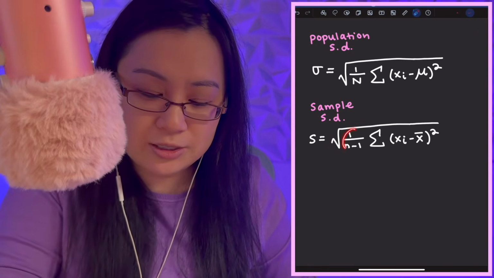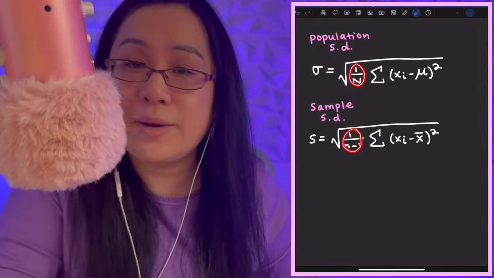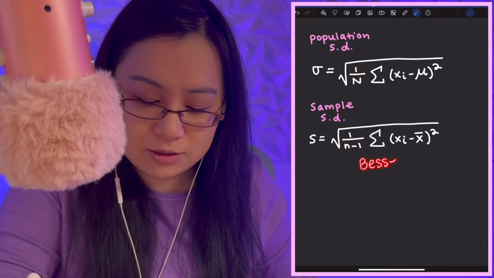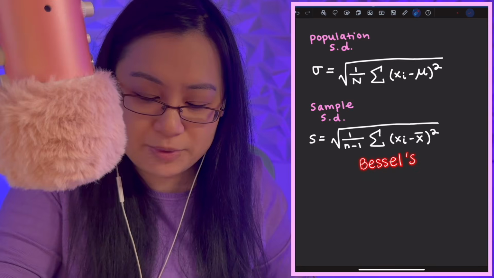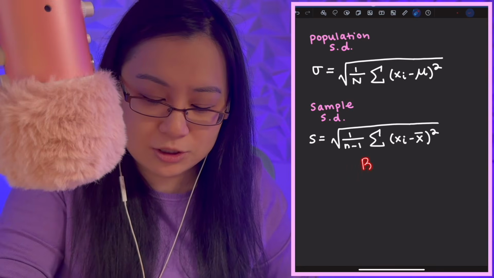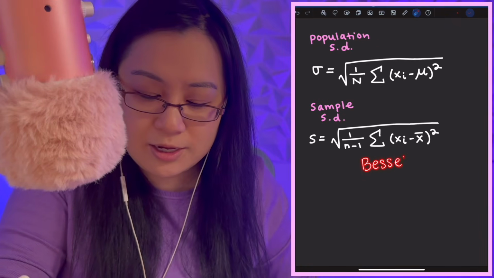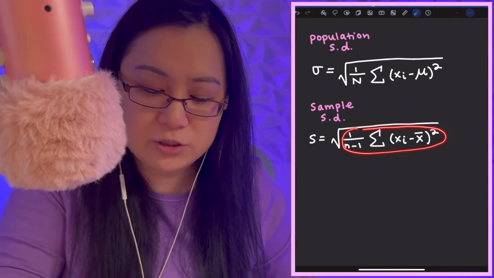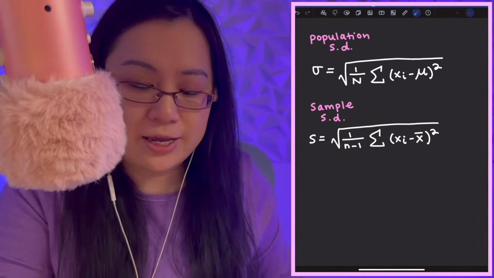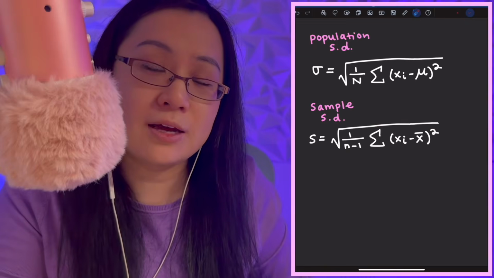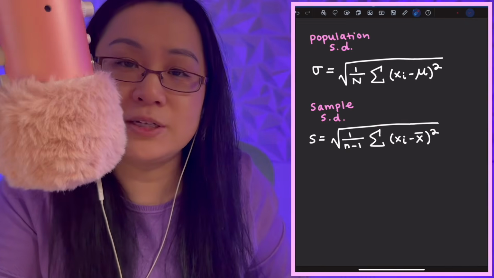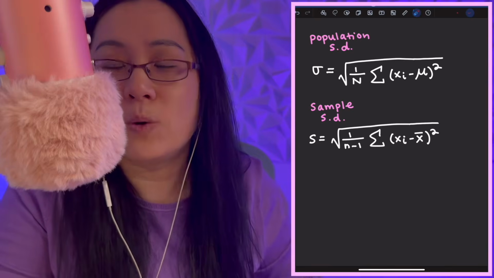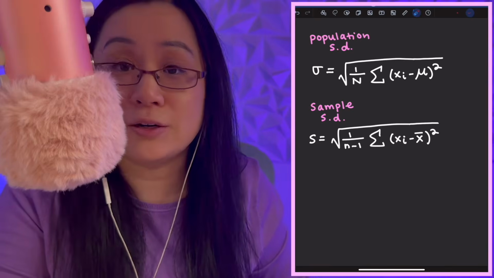So this thing is actually called Bessel's adjustment, or Bessel's correction. And the idea is that when you have a little bit bigger value for your sample standard deviation, it accounts for the fact that you only have a subset of the population, so you might have more variability in general.